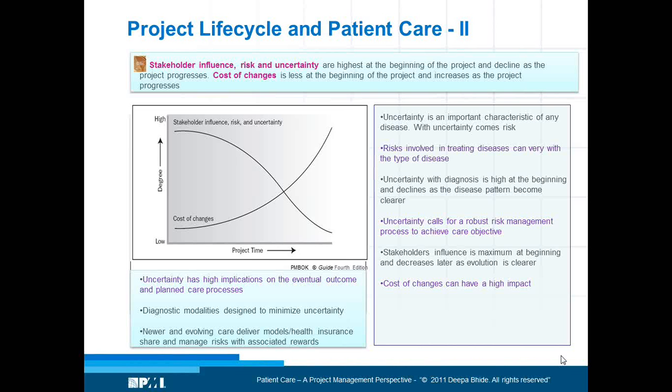Any changes from this pathway, let's say a lapse of doing a lab test or a lapse of not following up for the visit, can make care go off course. Such variations can have a negative impact on cost and resources needed. And the cost of changes in such cases can be high.